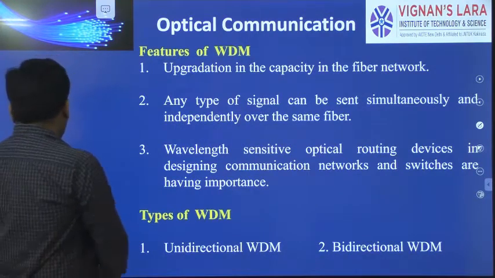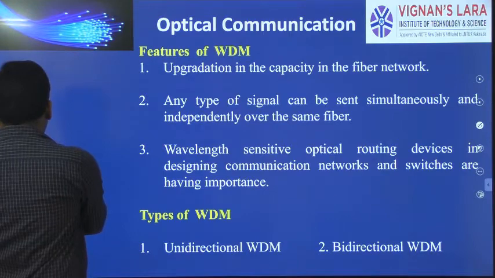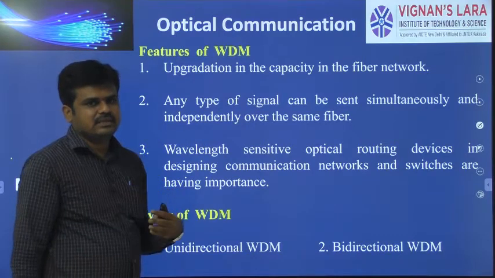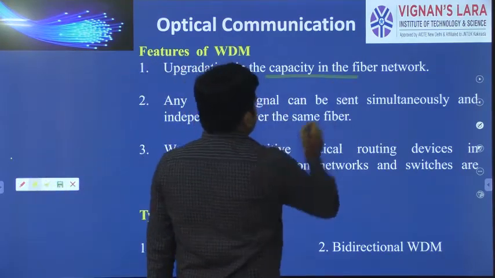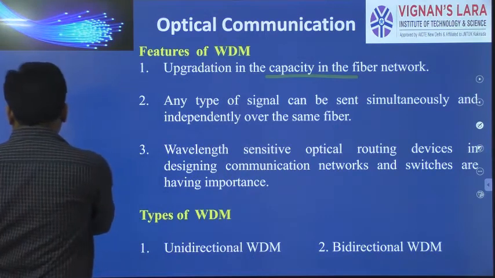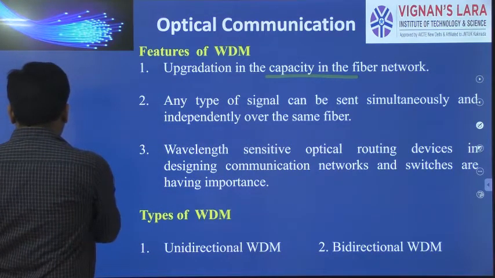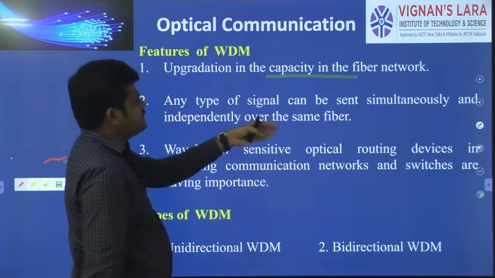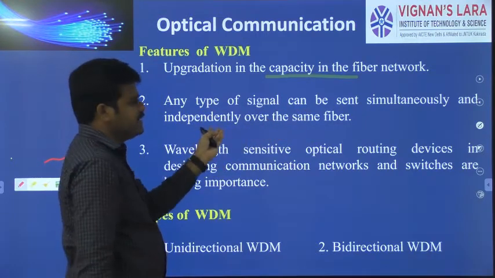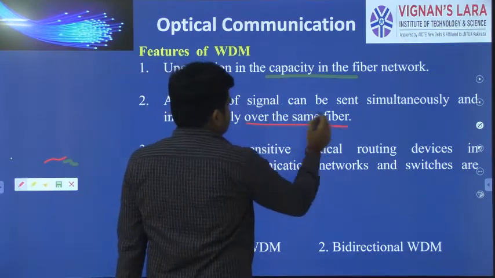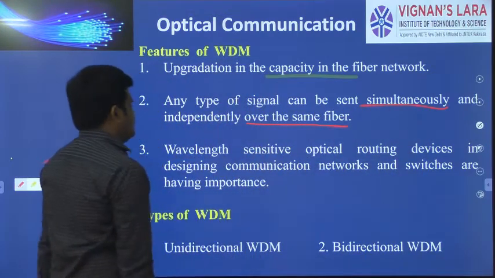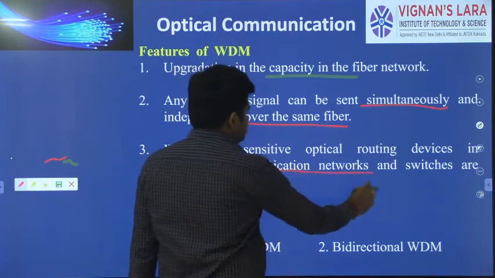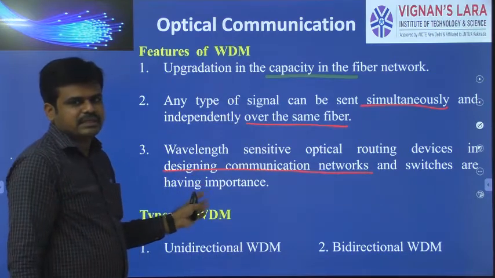What are the features of wavelength division multiplexing? One is to upgrade the data rate capacity of the optical fiber. The second one is any type of signal can be sent simultaneously and independently over the same fiber. Another one is wavelength sensitive optical routing devices have more importance in designing communication networks and switches.